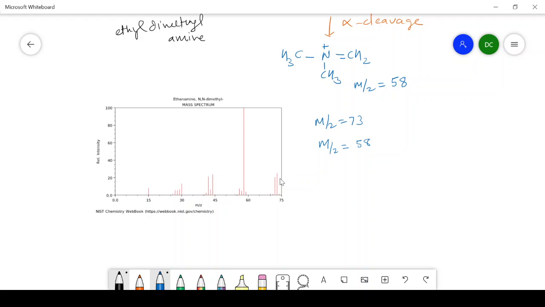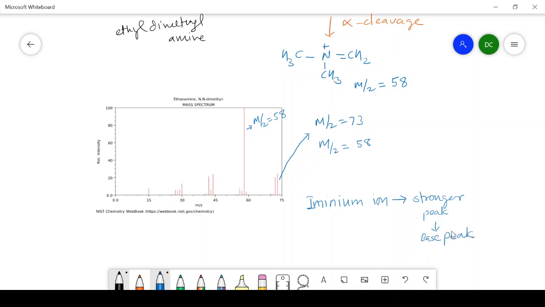The peak having m/z value 73 is this peak, and this peak having the highest intensity has m/z value 58. In this way, in this lecture, we have learned that amines undergo alpha cleavage to give the iminium ion, and the iminium ion gives a stronger peak, or the peak having high intensity. And these peaks are nothing but the base peak observed in the case of all types of amines.